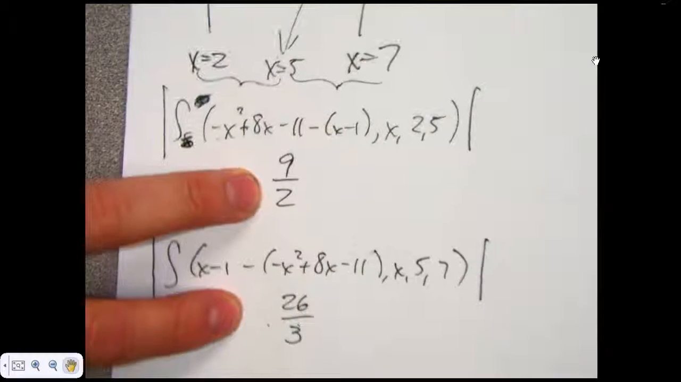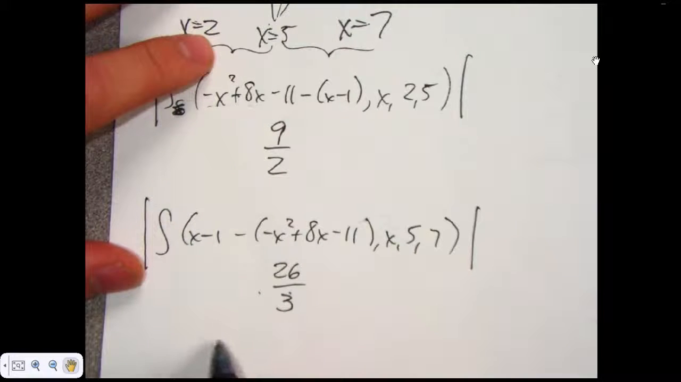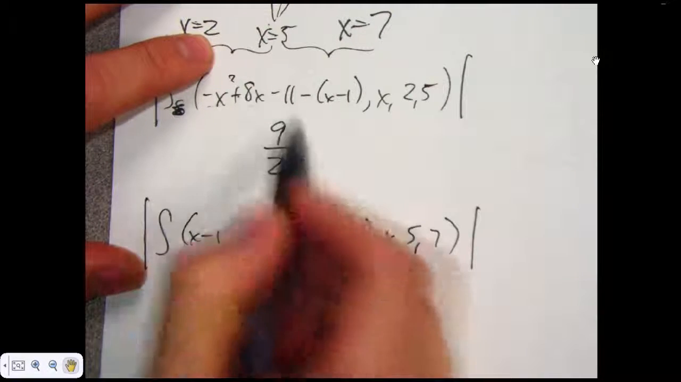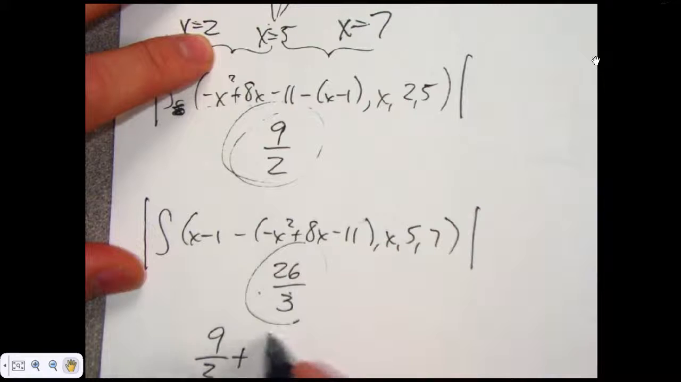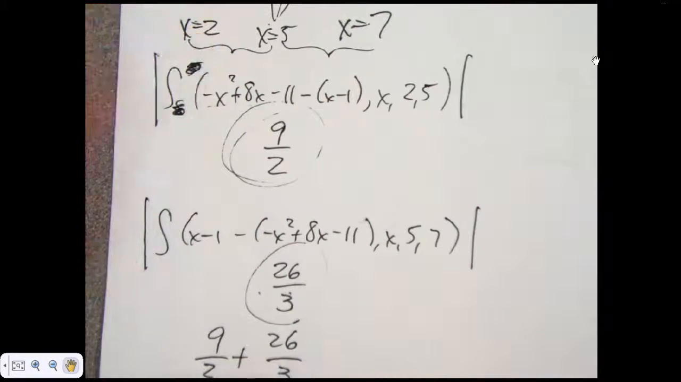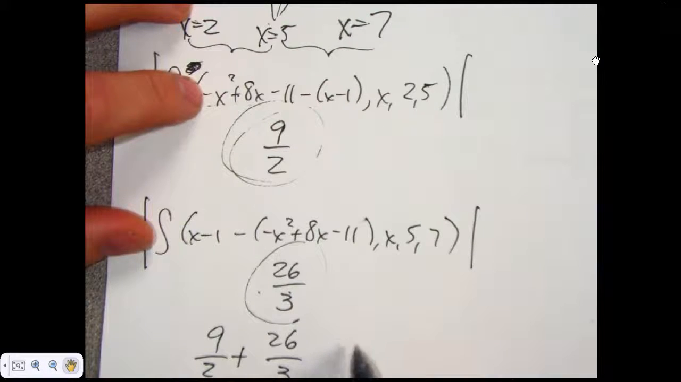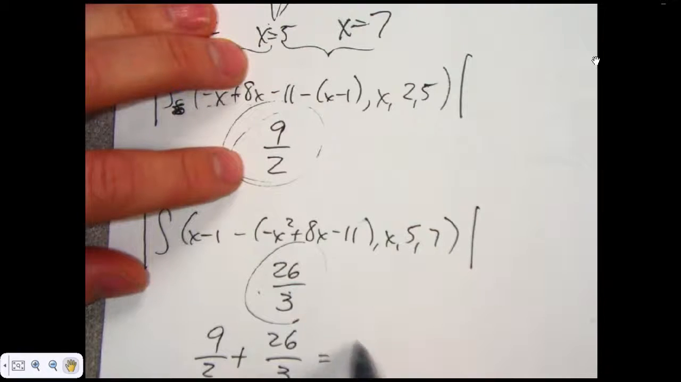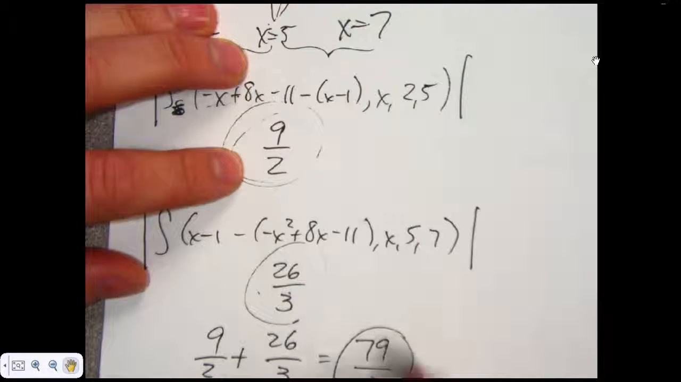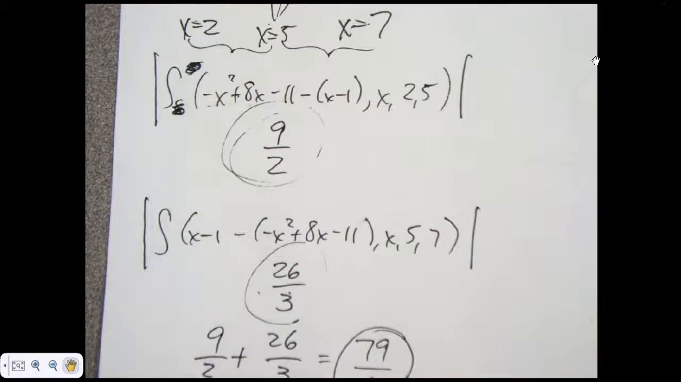And then what do I have to do with these two numbers? I have to add them together because this was the first chunk and the second chunk. 79/6. And that'll be your answer.